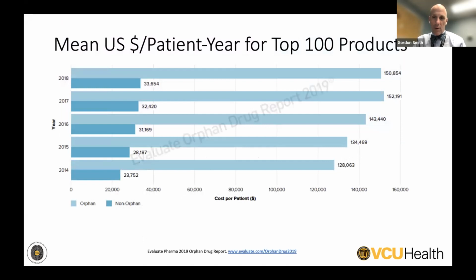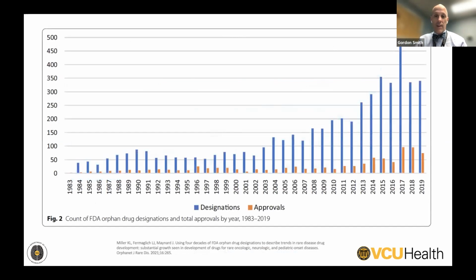The drugs that are being approved for rare diseases are expensive. And so these are the mean cost of the top 100 products in orphan and non-orphan space. And so you can see in the light blue, the most recent data that I have, 2018, $150,000 per year for an orphan drug. You'll notice that the non-orphan drugs only cost $33,000 a year, which we used to think of as a very expensive drug, and now doesn't quite seem so expensive. So they're extraordinarily expensive. And of course, at the extreme, much, much more than this.